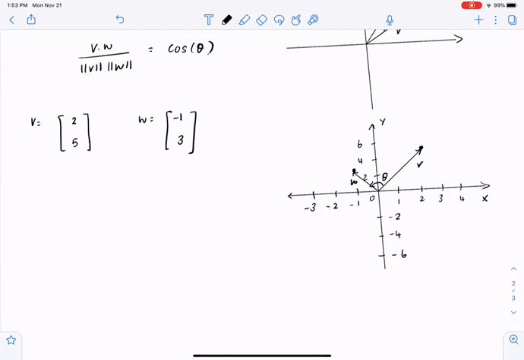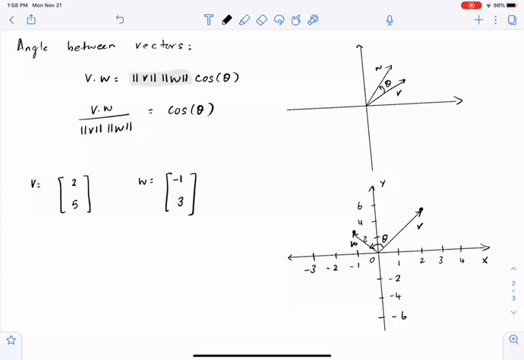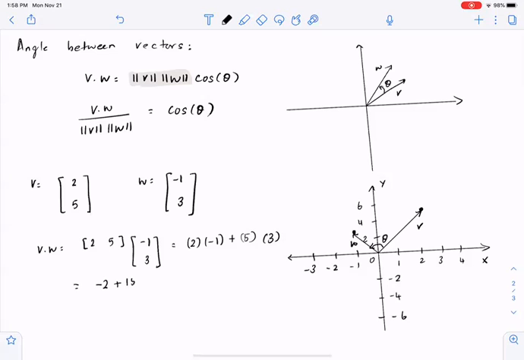How do we find it? Well, first we've got to find the magnitude of v and the magnitude of w, and of course, the dot product. First, we want to find the dot product. Flip the first vector. So 2 times negative 1 plus 5 times 3. Negative 2 plus 15. We get 13.